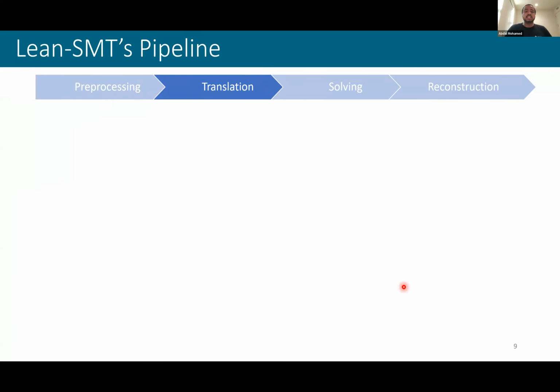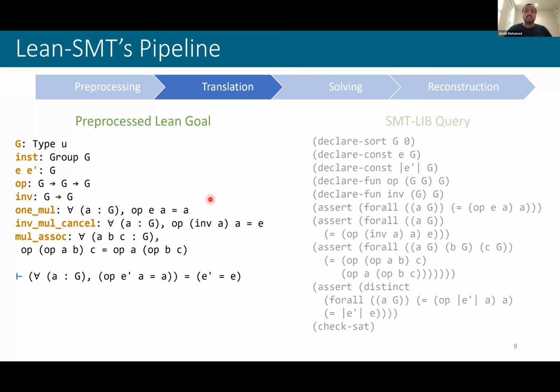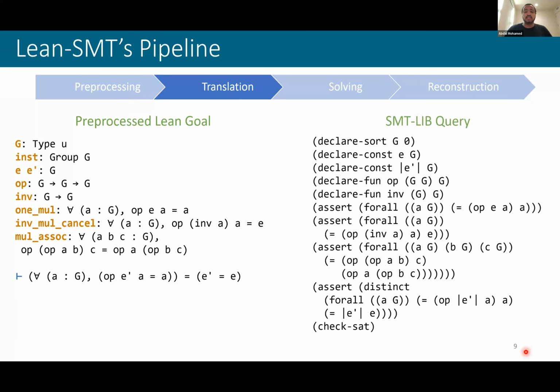So the next step is the translation, which translates a Lean goal into an SMT-LIB query. We start with this pre-processed Lean goal, and then we translate it into this SMT-LIB query. And the two are very similar to each other, thanks to the pre-processing step. So here we have a type G, and we declare a sort G over there. We declare some constants e and e prime. Those correspond to these ones here. And the operations are also available, and the assertions, the theorems that we need to prove the goal, are also translated into those assertions. And then we have the final goal over here.